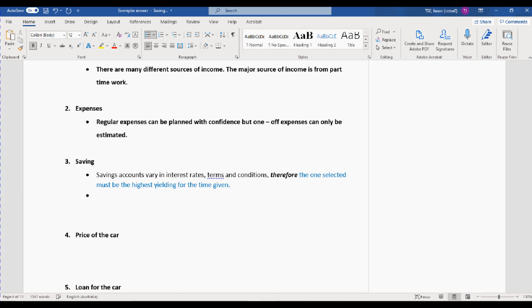Okay, so that would be our observation for saving. Saving accounts vary in interest rate, terms and conditions. Therefore, the one selected must be the highest yielding for the time given. Okay, you might use your own words, all right? You might put it differently.